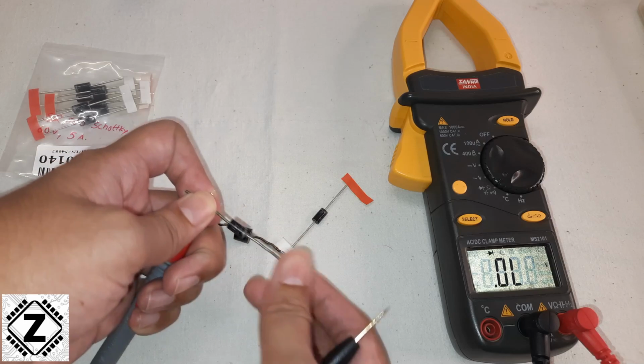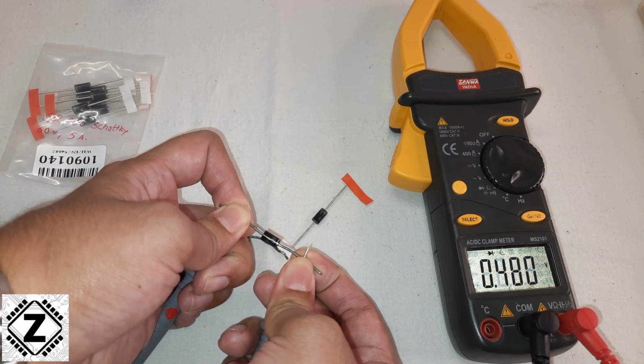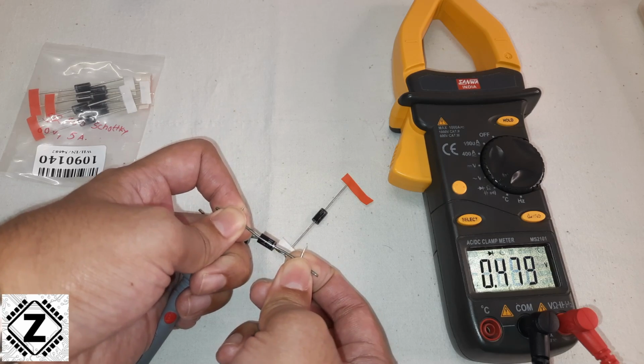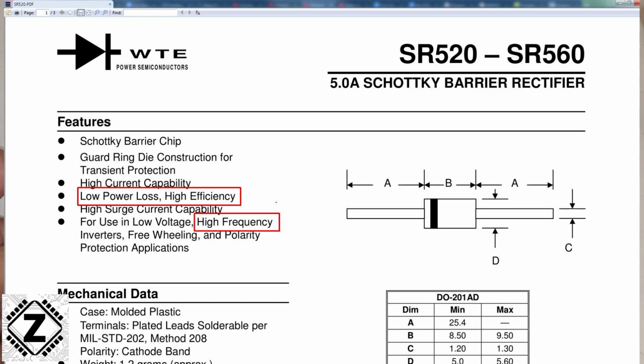Let's test this one as well. This is a 3 amp version. Alright, again, it's roughly the same. You can say it's going to waste half a volt. Alright, let's come to this underdog. The method for measuring is the same.